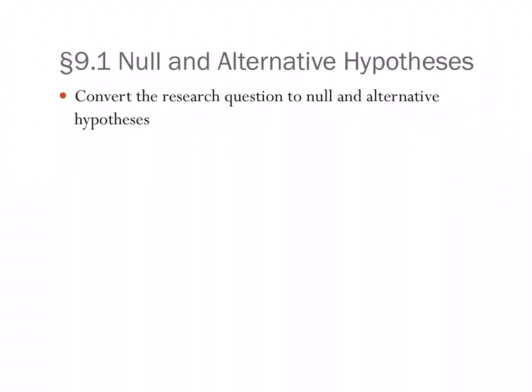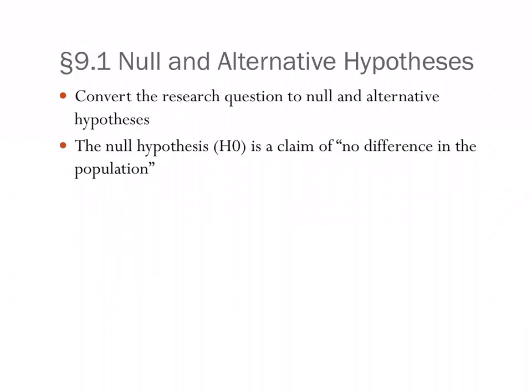So in section 9.1, the null and alternative hypothesis. To convert the research question to a null and alternative hypothesis, remember, when we have a question, that's going to be your alternative hypothesis, something you're trying to prove against the null hypothesis. The null hypothesis, you'll see it as H subscript 0 or H naught, is a claim of no difference in the population, right? This is stating the status quo, what is commonly accepted as fact, what we go off of, and this is what we try to disprove.